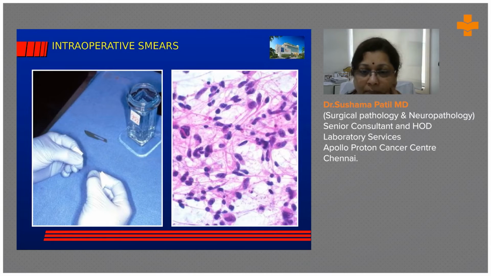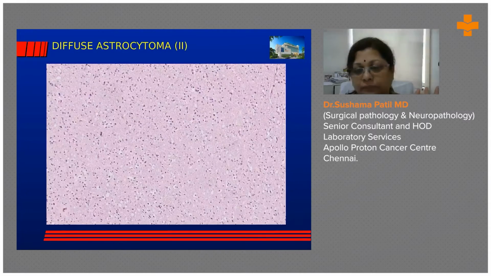Okay. This is a smear preparation here on the left hand side. On the right hand panel, you're seeing beautifully the nuclei and the fine fibrillary process in the background. Astrocytes produce a lot of processes. The smears are very fibrillary. So fibrillary means glial. Okay, fibrillary equates to glial. No fibrillary, either oligo or it may be some other tumors. Okay, so whenever I see a lot of fibrillary process in the background, I think of an astrocytic tumor.